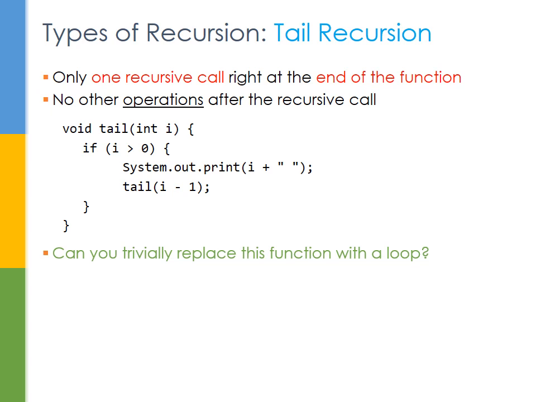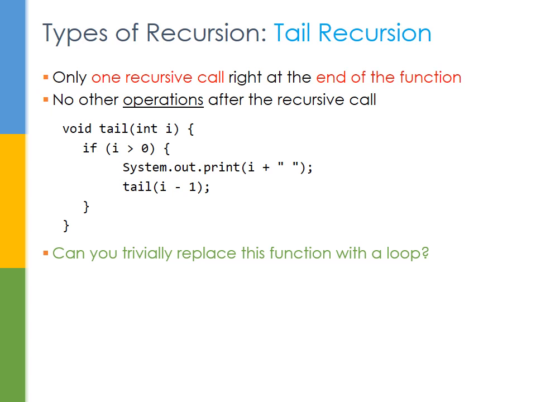Alright, so why is tail recursion then important? Well, let's ask the question then, can we trivially replace the recursive function, with a recursive call to the tail function, with a loop structure? So what I'd like you to do at this point is pause the video and try to rewrite the tail function as a function that uses a loop, and this loop will then achieve exactly the same series of operations and produce the same output as the implementation of the tail function that we have here.